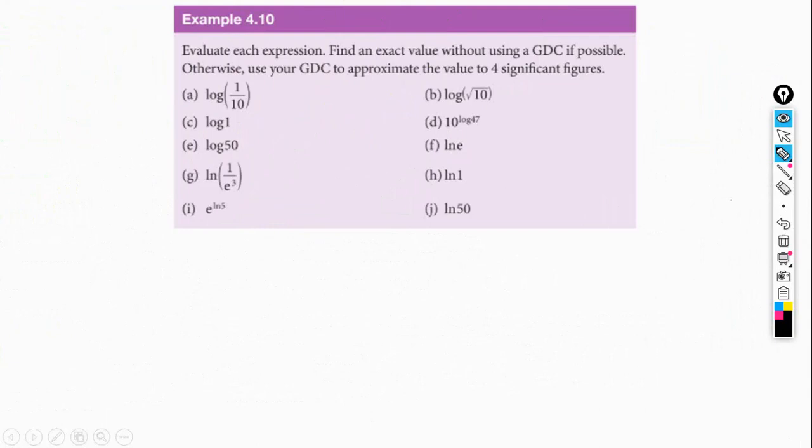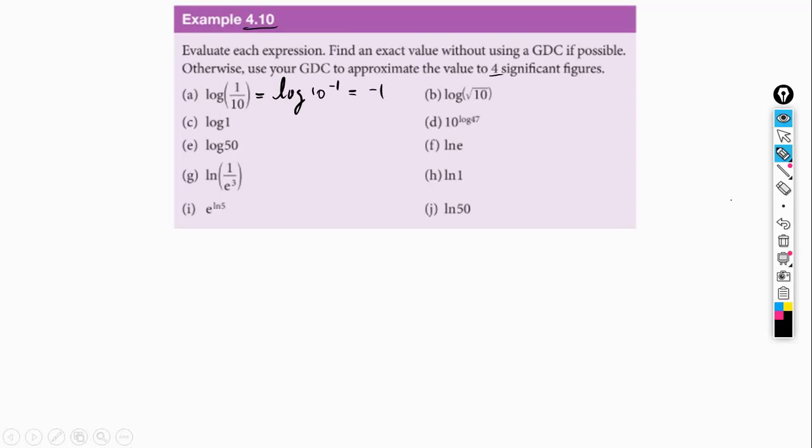So next we have example 4.10, and it says evaluate each expression. Find an exact value without using a GDC if possible. Otherwise, use your GDC to approximate the value to 4 significant figures. So letter A, log of 1/10. Notice that this is the same as saying log of 10 to the minus 1. Therefore, the answer here is minus 1.